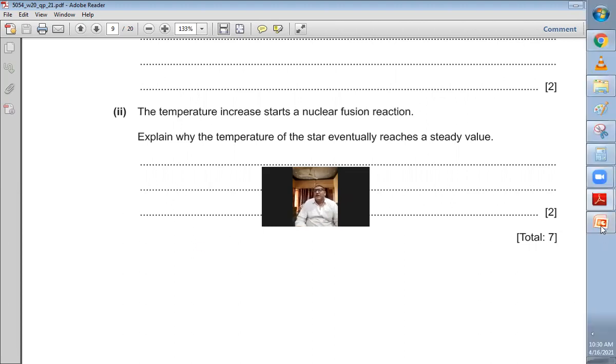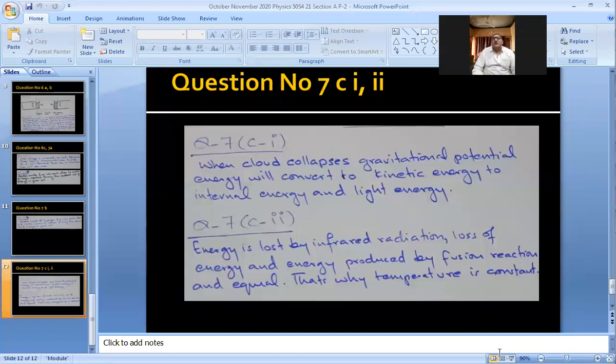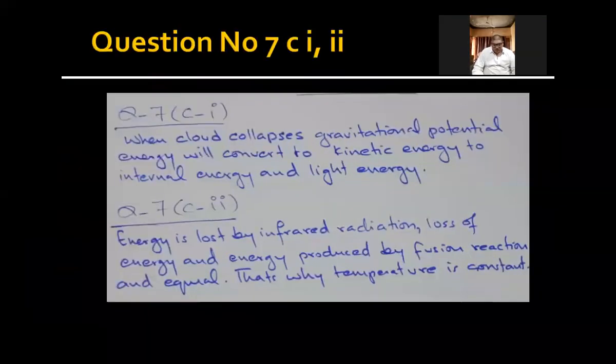So let me read my answer, then we can go on. Here we go. It says energy is lost by infrared radiation. Loss of energy and energy produced by fusion reaction are equal. That's why the temperature is constant.